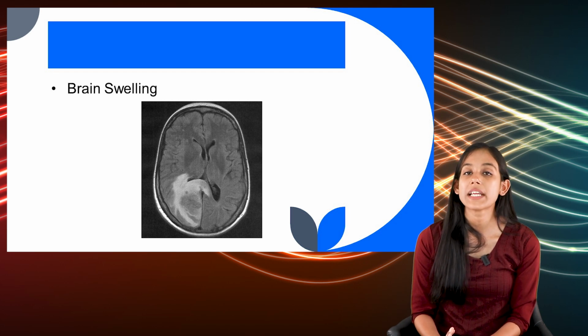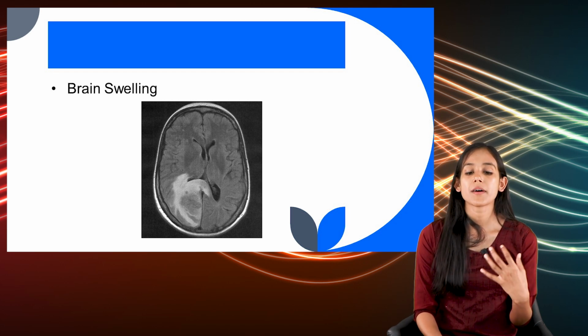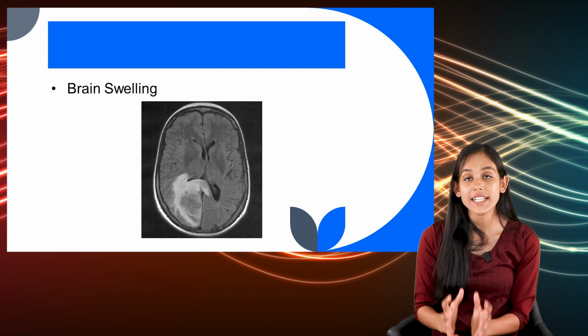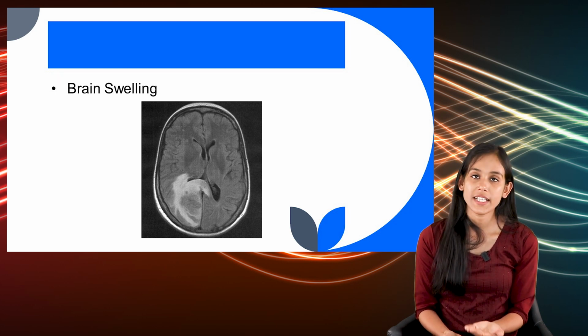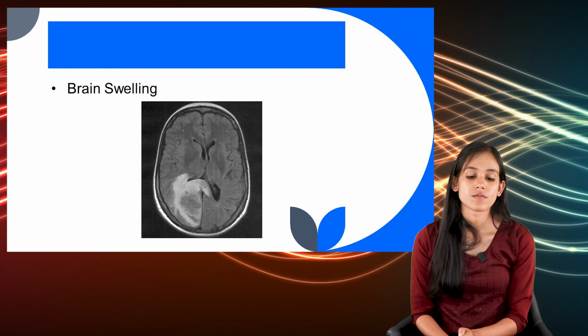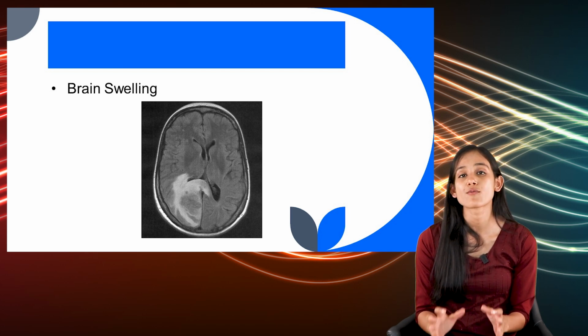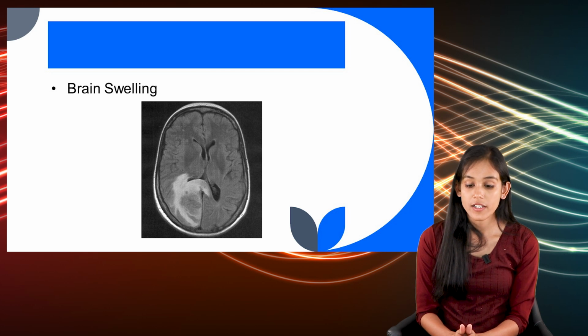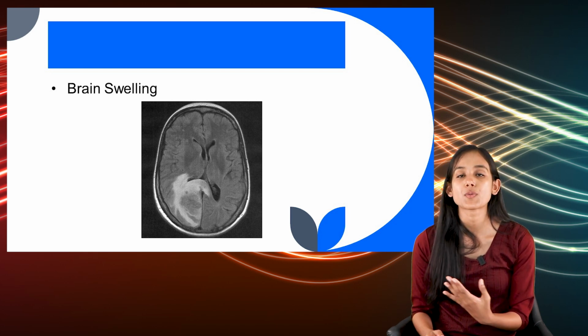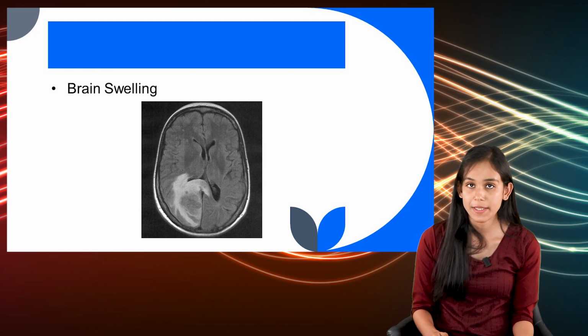And then there will be brain swelling. This may be found in association with head injury, or if there is any vascular congestion. If there is contusion or intracerebral hematoma, in that case focal brain swelling may occur, and if there is hypoxia, due to that there might be cerebral edema.